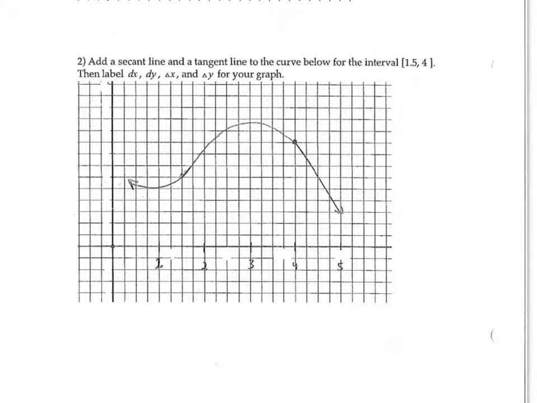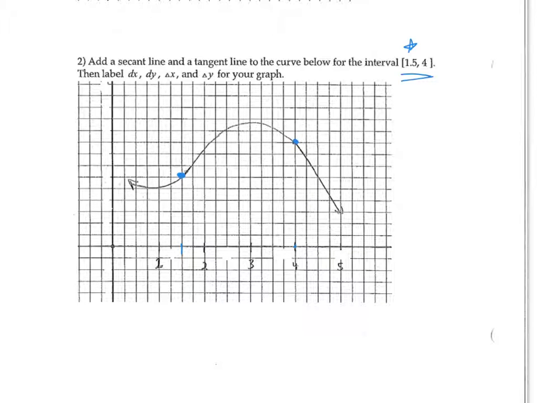In our next example, it says add a secant line and a tangent line to the curve below for the interval from 1.5 to 4. Okay, the secant and the tangent must both go through x equals 1.5. It's always the first number in the interval where the two meet. All right, so we have 1 and 2, so this is 1.5 right here. So I'm just going to put a point on my graph there. The secant and the tangent both have to go through that point. And the second number in our interval is positive 4 over here.